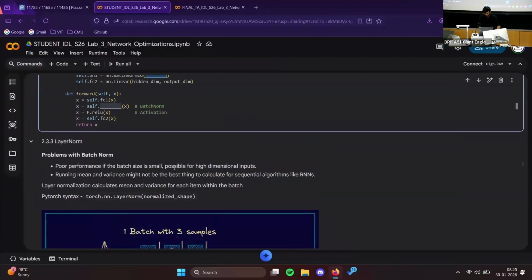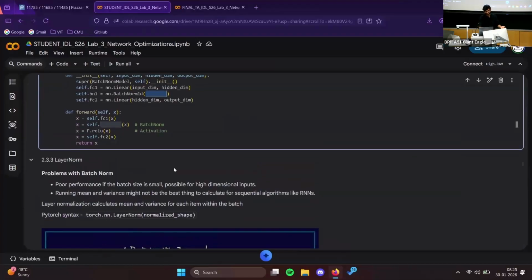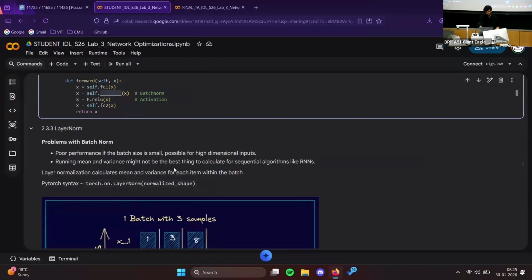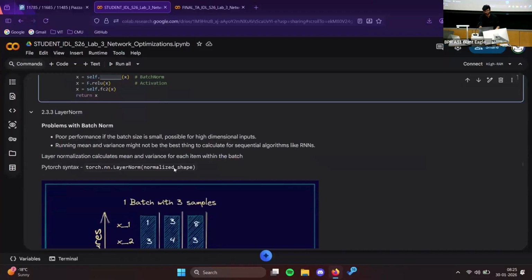So coming to layer norm, the problem with batch norm is that the mean and variance that we calculate for a mini batch is dependent on the batch size. For example, if the batch size is 2048, we'll have a good estimate of mean and variance. But if you have a small batch size, we might have a poor estimate. So this might lead to poor performance if the batch size is very small.